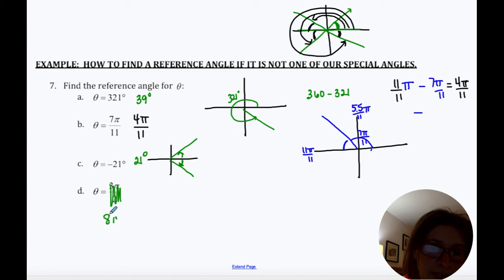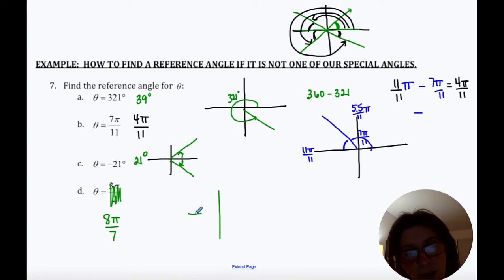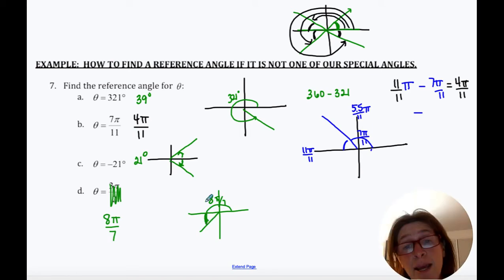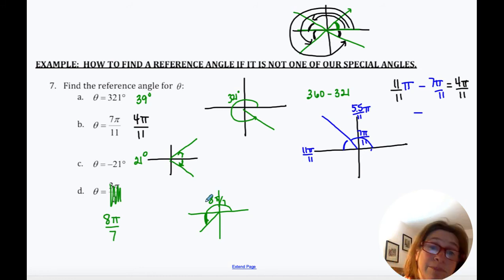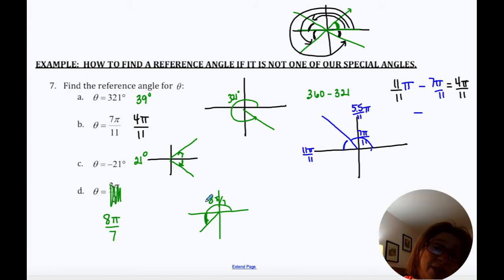8 pi over 7. Okay, so 8 pi over 7. I know 7 pi over 7 is there, so 8 pi over 7 would be here. So this is what I'm looking for. That would be my reference angle. So I would do 8 pi over 7 minus pi, which is 7 pi over 7. So in this case, the reference angle would be pi over 7.